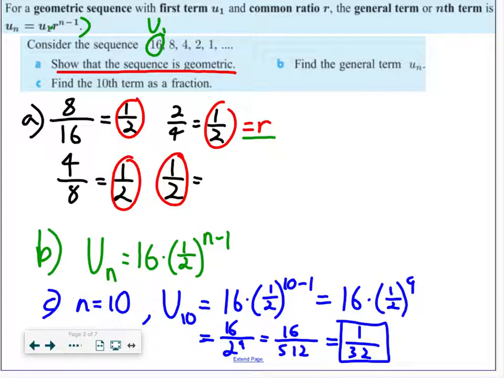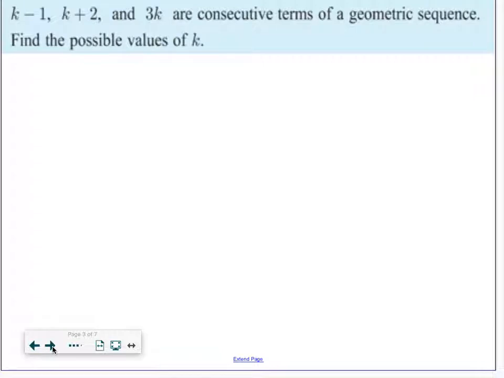Okay, so we got our next example here. If k minus 1, k plus 2, and 3k are consecutive terms of a geometric sequence, find the possible values of k. Using our definition of a geometric sequence, we know they have to have a common ratio, meaning that k plus 2 divided by k minus 1 has to equal r.